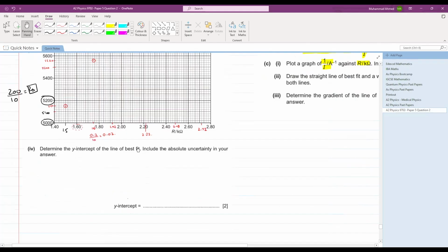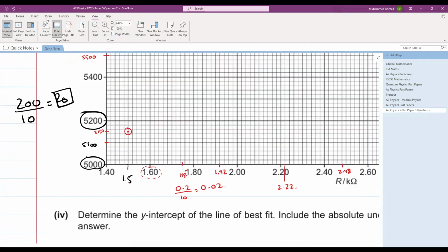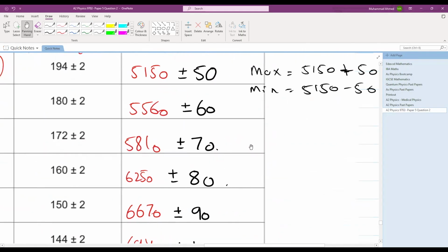You have to display this on the graph. How will you do that? By drawing error bars. Your minimum value is 5100. Your maximum value is 5200. You draw two arrows at these specific points and stretch a line between them like this. Nothing complicated. Do you get it why error bars are marked? Error bars are basically marked to tell your uncertainty. Let's do it with the second point as well.